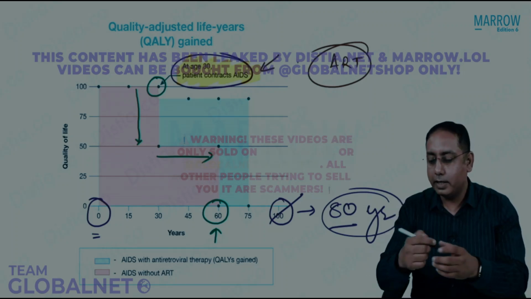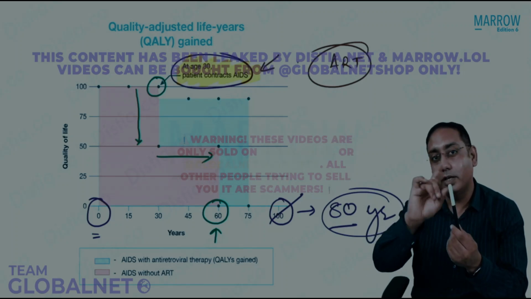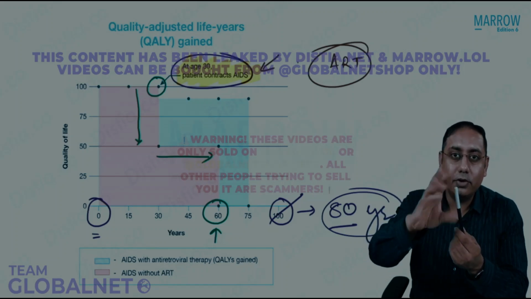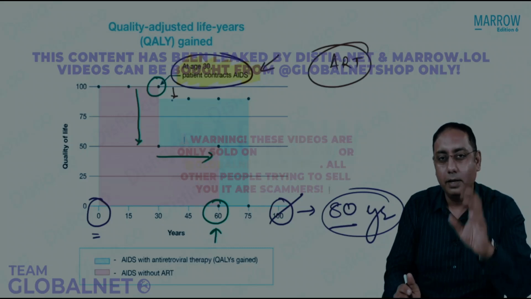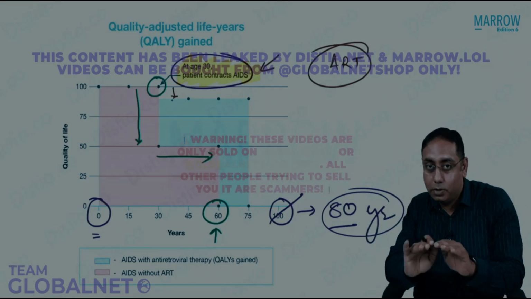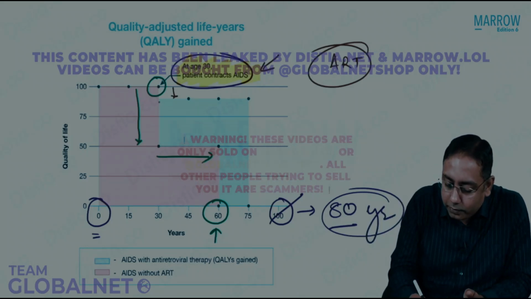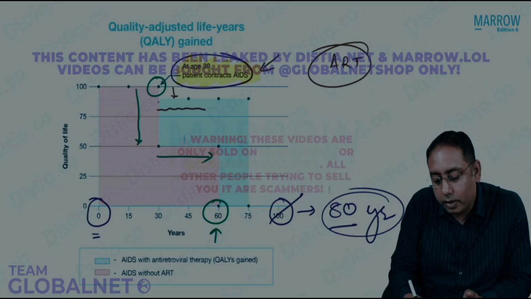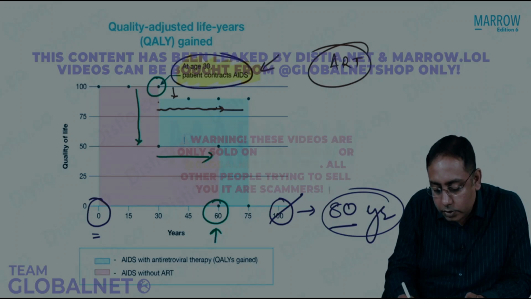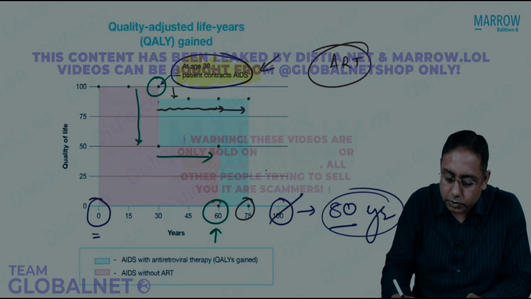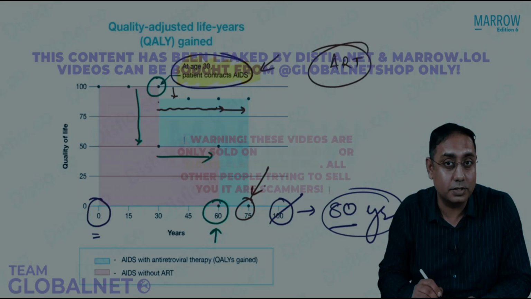If you give ART, let us say that person who had got HIV at 30 years of age now starts taking your drugs. Now his quality of life will drop slightly, right? But it will not drop very low. So the quality of life will drop a little bit and he lingers on with that quality, and he goes on for extra years, and he unfortunately dies at 75 years of age.